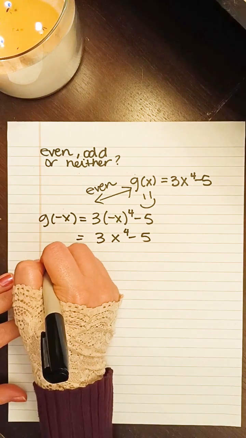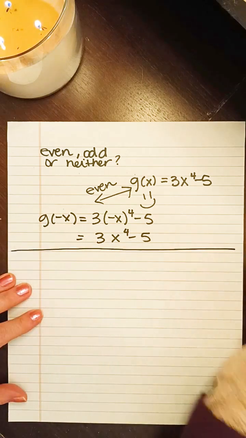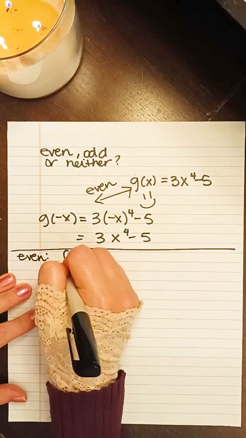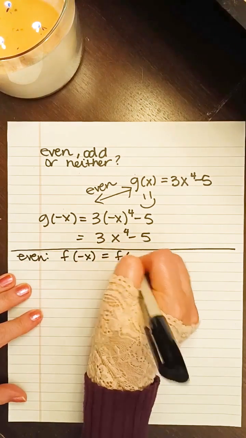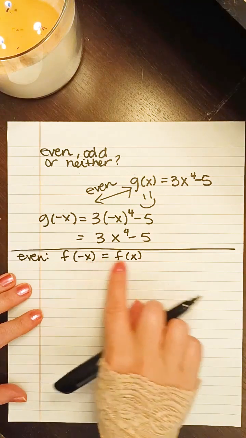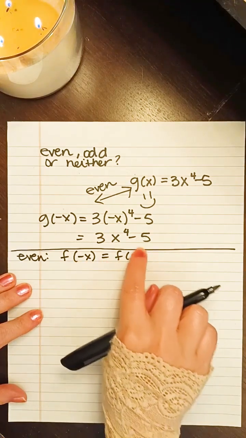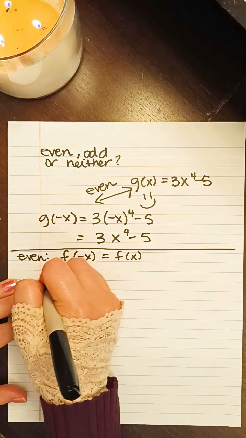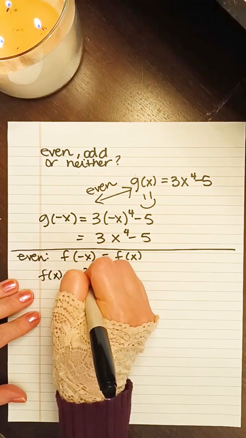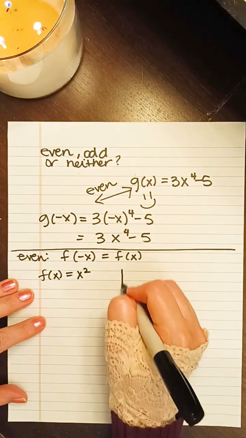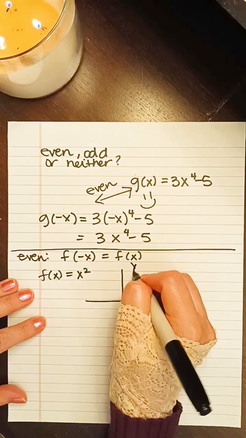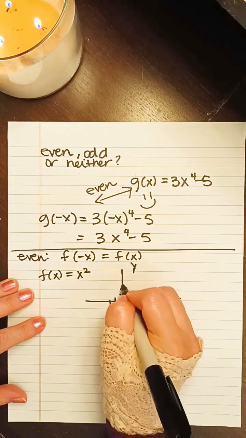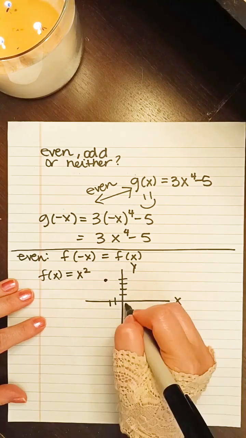Real quickly, just to explain it visually. Again, if a function is even, f of negative x is equal to f of x. So that's saying if the x's are opposite signs and the y's are equal, then the function is even. If we look at a basic even function, f of x equals x squared, we look at a graph of it.